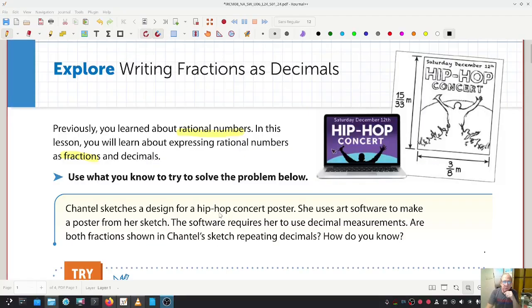So let's take a look at our problem. Chantel sketches a design for a hip-hop concert poster. She uses art software to make a poster from her sketch. The software requires her to use decimal measurements. Are both fractions shown in Chantel's sketch repeating decimals? How do you know?